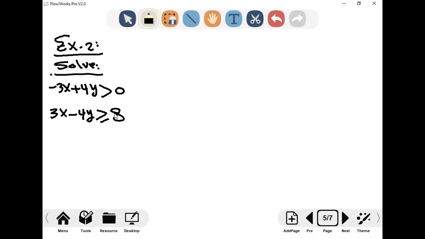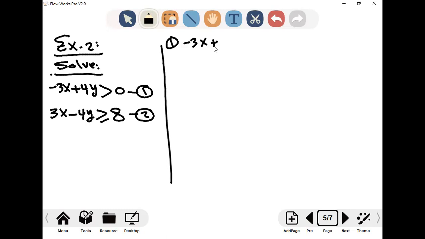Let's graph them to see the common area between them. When I say common, I mean the area for the first and the second at the same time. Let's start with 1. In 1, turn it to an equation: -3x plus 4y equals 0. If x equals 0, what will y be? 4y equals 0, divide by 4, y will be 0 also, right?